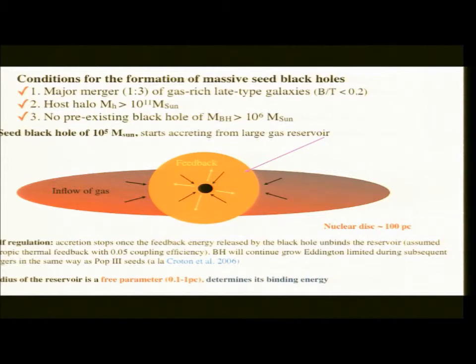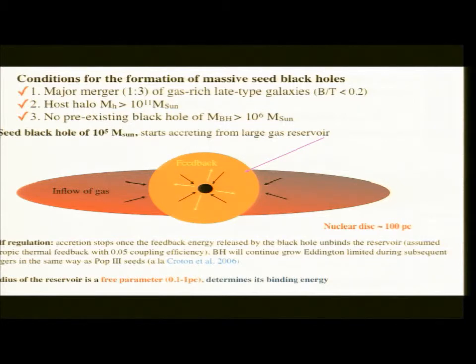And these are the conditions. There has to be a major merger of a gas-rich late-type disk galaxy, because the galaxies that we use in the simulation are disk-dominated. Otherwise, you will never have a sufficiently strong inflow of gas, because you never form a thin disk at the center of the merger remnant. The host halo has to be larger than 10 to the 11 solar masses, and there has to be no pre-existing black hole of 10 to the 6 solar masses formed by another mechanism like Pop III, because if you have that, the accretion energy of that black hole will eat up the disk. The feedback will eat up the disk and stabilize it against the inflow. Okay? So these are the conditions, essentially.